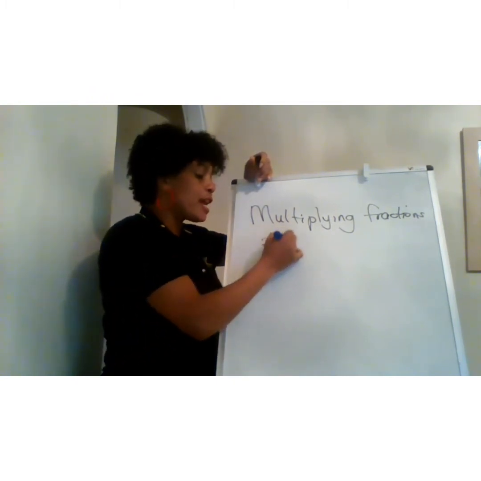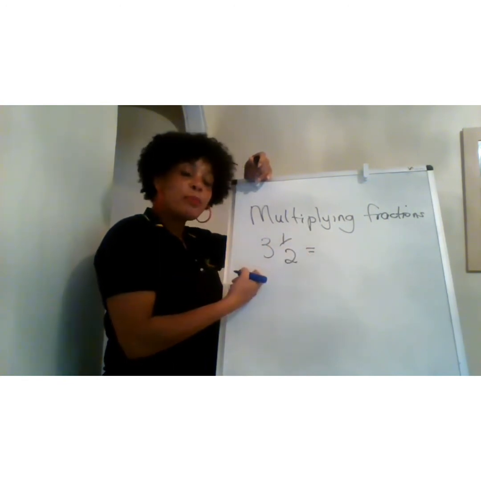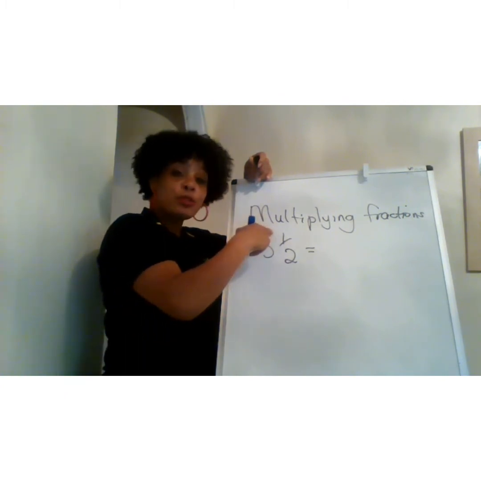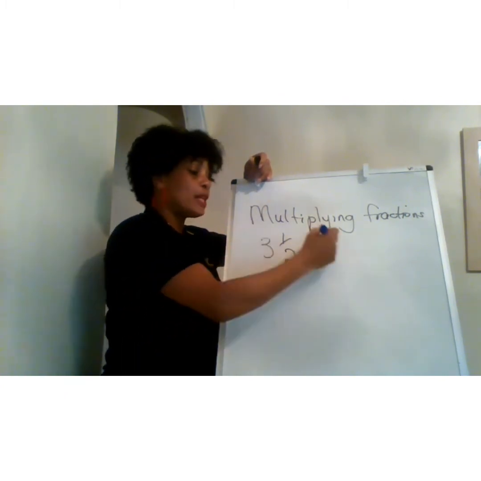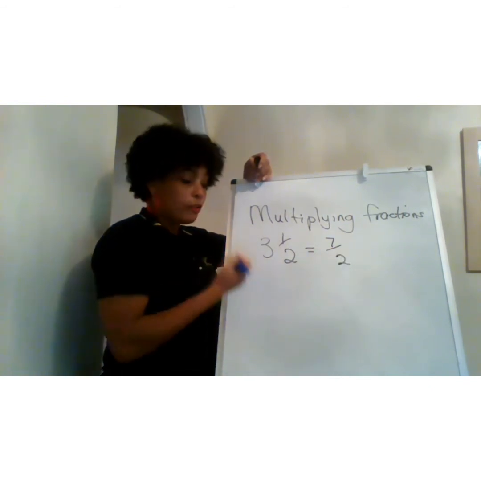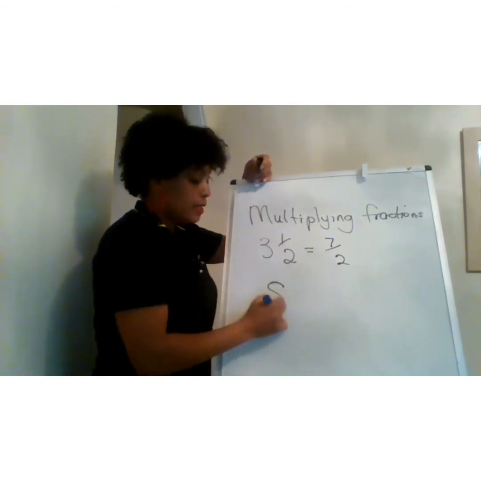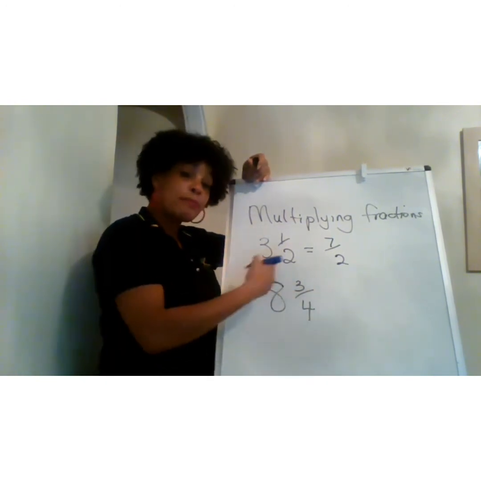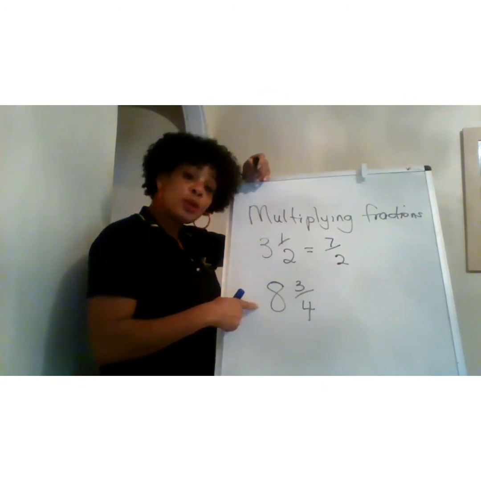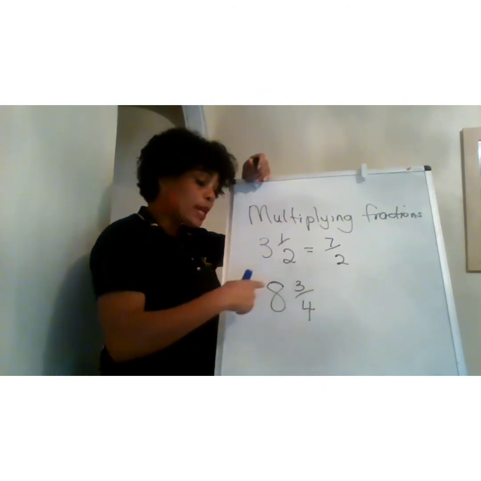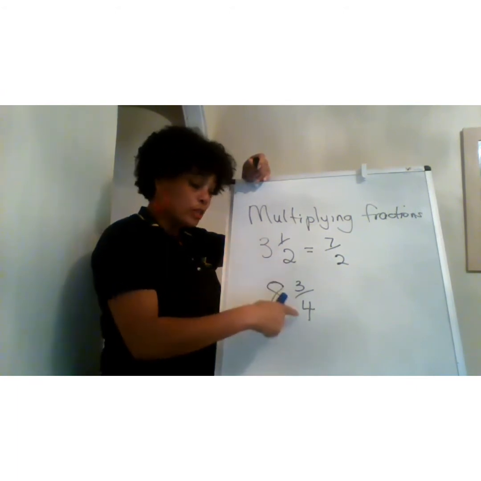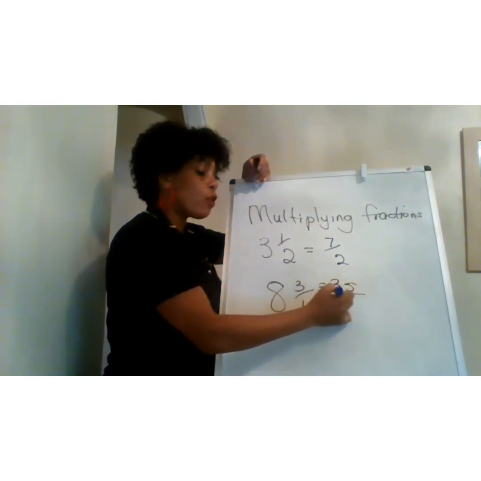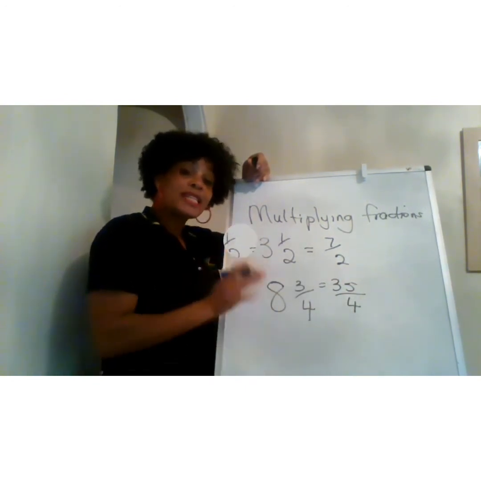Remember, if I have 3 1/2 and I want to change that to an improper fraction, I multiply the denominator by the whole number and add the numerator. So 2 times 3 is 6, add 1 is 7, 7 over 2. If we should look at another one, 8 3/4. It's a mixed number at the moment. If I want to change it to an improper fraction, I multiply the denominator by the whole number and add the numerator. 4 times 8 is 32, add 3 is 35. So it's 35 over 4. So we need that in today's lesson.